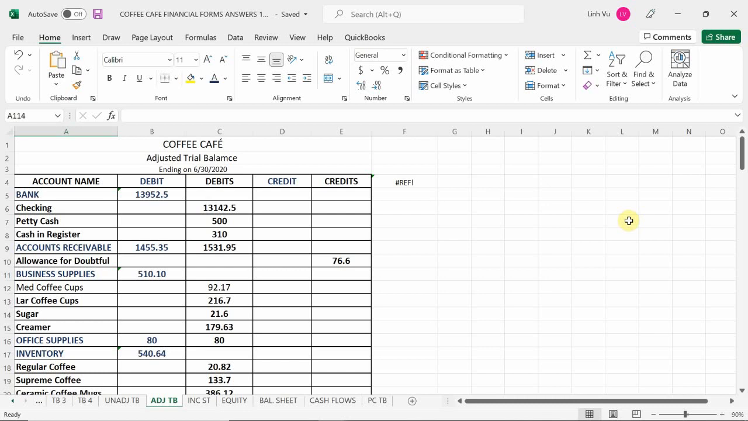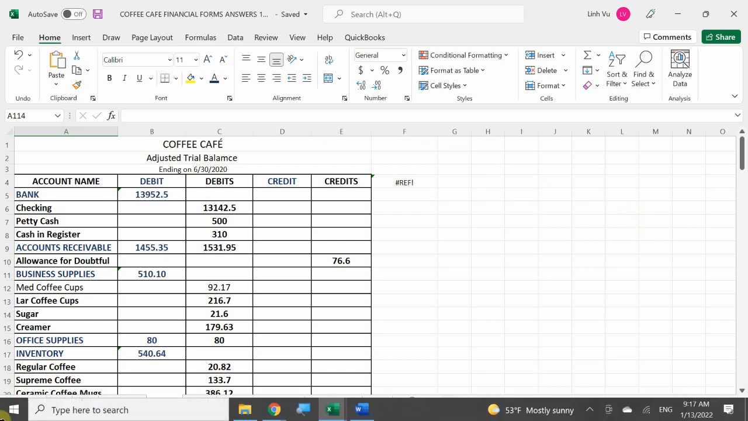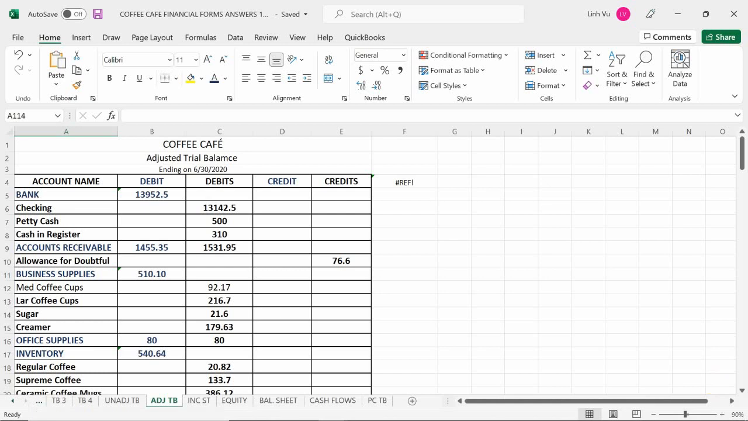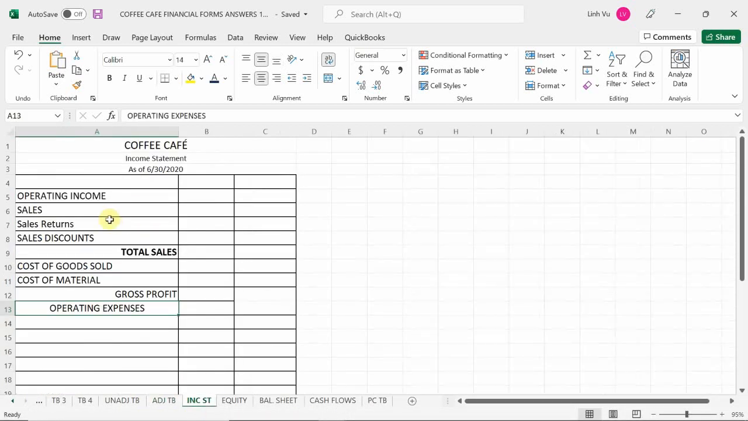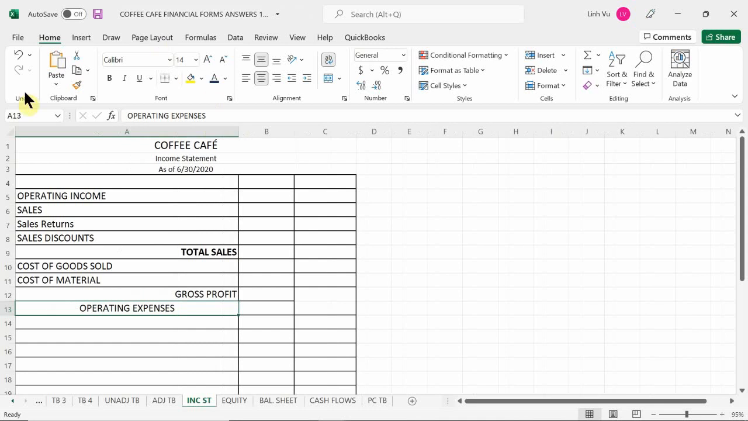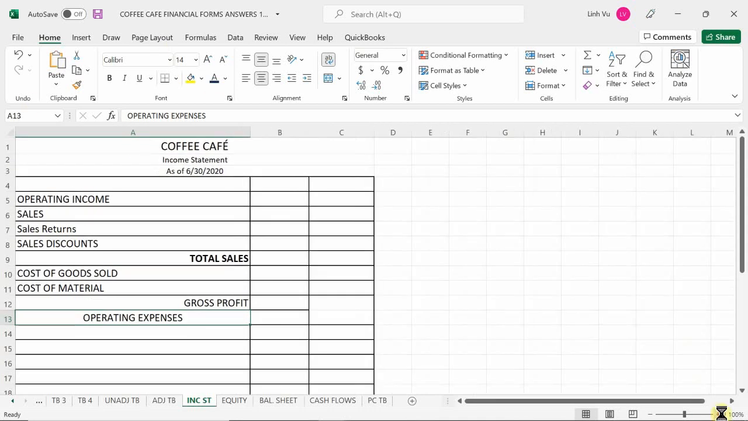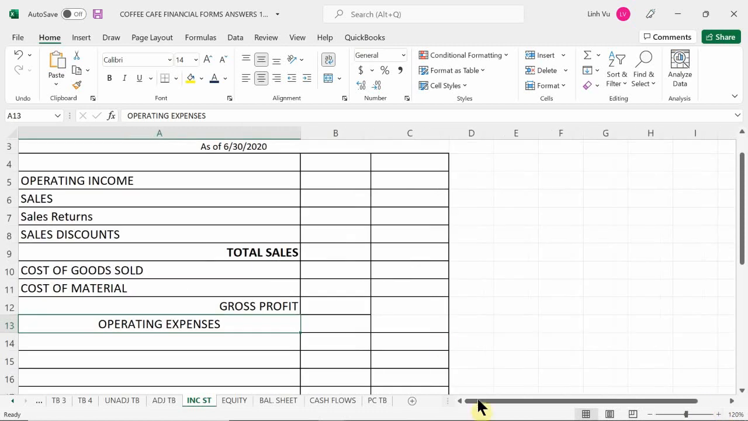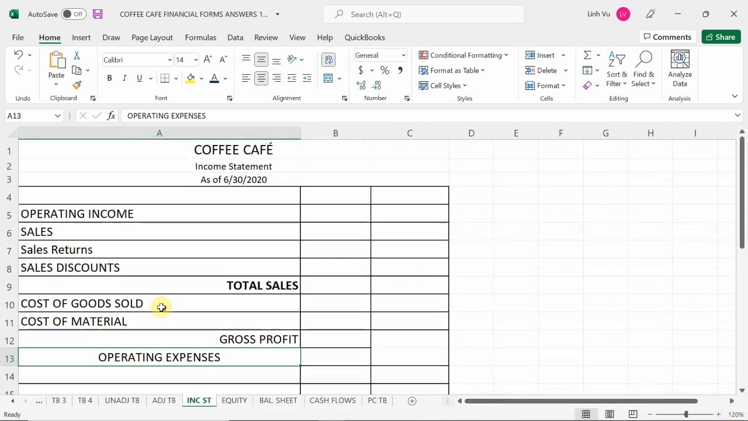So starting with the very first one here, we just need our adjusted trial balance to be able to complete our income statement, okay? So the income statement consists of all this information right here where we need to solve for our expenses and our revenues. The very first one here is we need our total sales.